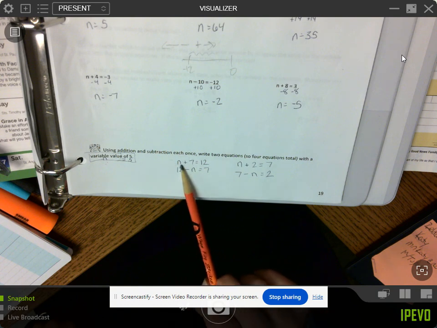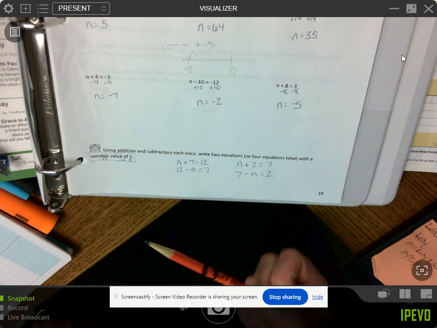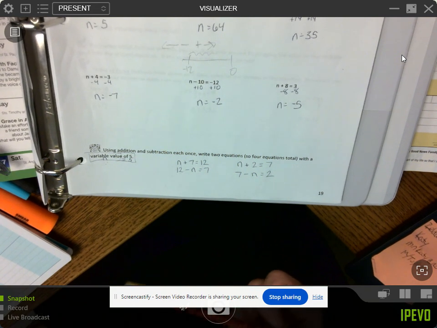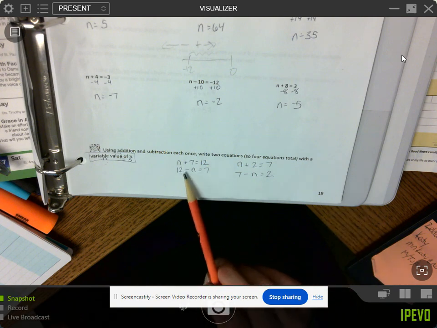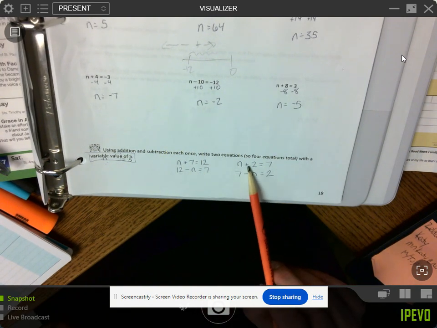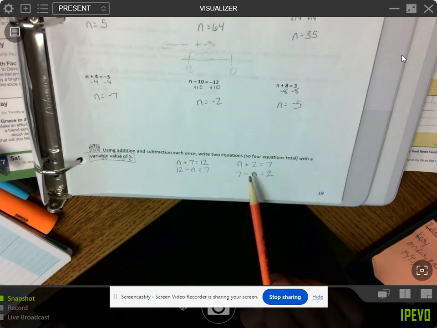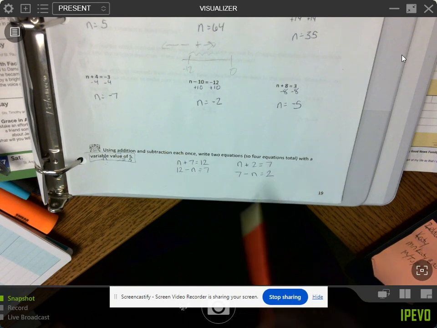So I did n plus 7 because I know 5 plus 7 equals 12. So then I just changed that 5 to an n. 12 minus n equals 7, fact family. Right? So what we're doing is that fact family. If n plus 7 equals 12, I know 12 minus n equals 7. I know n plus 2 equals 7. 5 plus 2 would be 7, so 7 minus 5, 7 minus n equals 2.